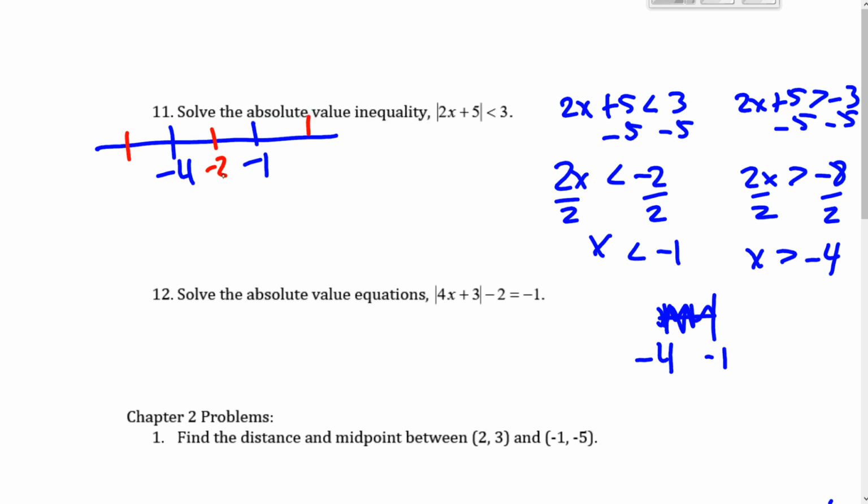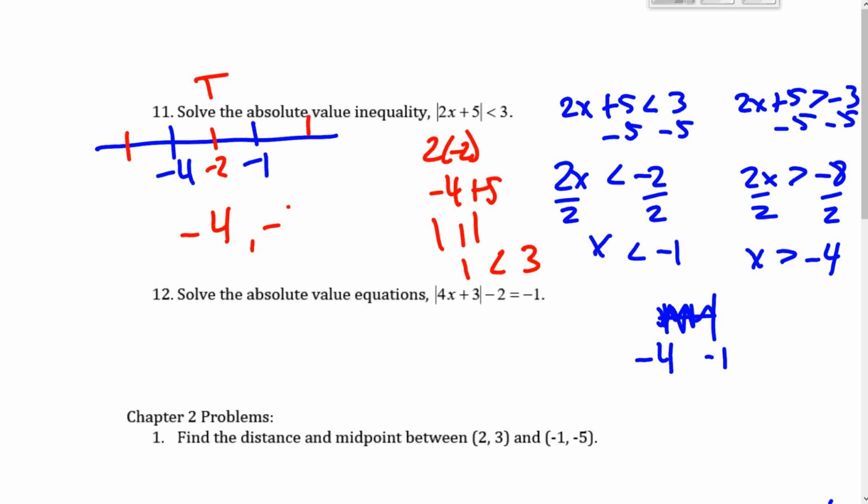So -2. So I plug in -2. 2 times -2 is -4. -4 plus 5 is 1. The absolute value of 1 is 1. Is 1 less than 3? 1 is less than 3, so that's true. So it's everything in between. So from -4 to -1, it's true.